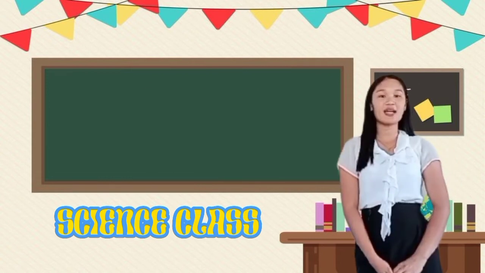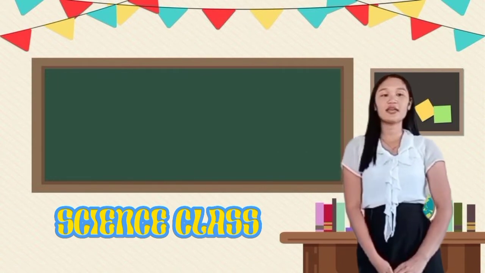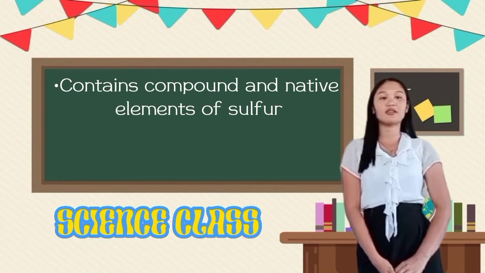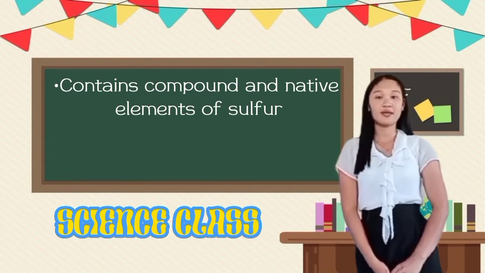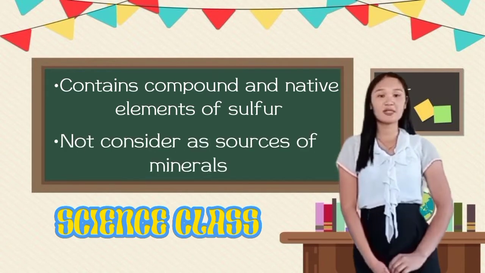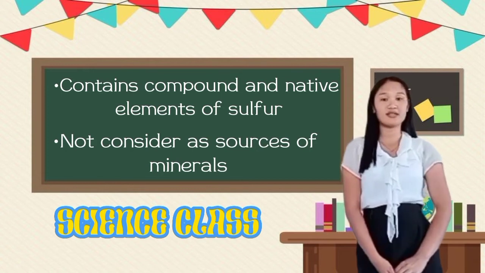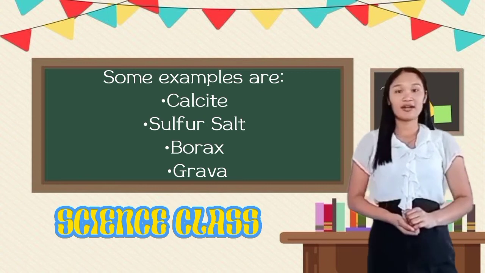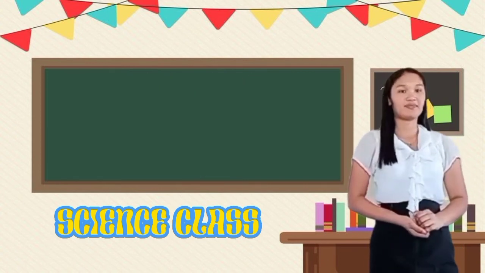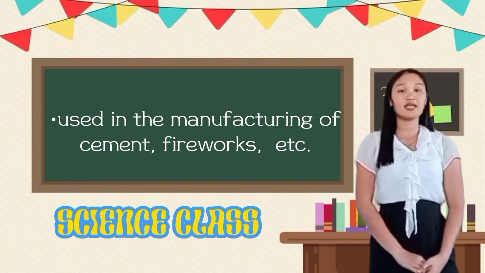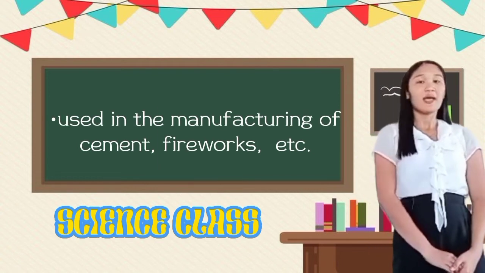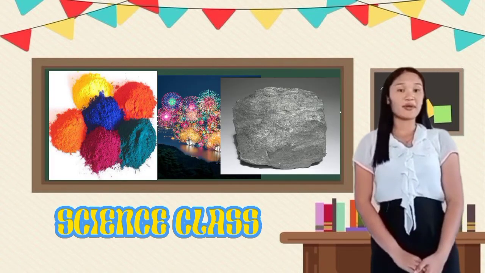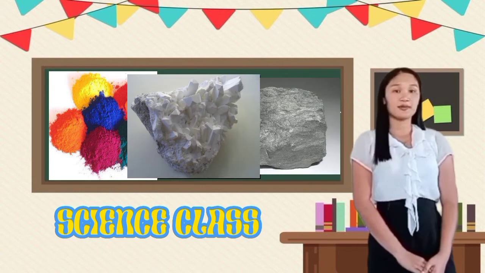The second one is non-metallic minerals. It contains carbonates, sulfates, and other compounds or native elements of sulfur, but not considered as sources of metals. Some examples are calcite, sulfur, salt, borax, pearls, and graphite. These minerals are used in manufacturing of cement, making explosives, fireworks, and dyes from sulfur.